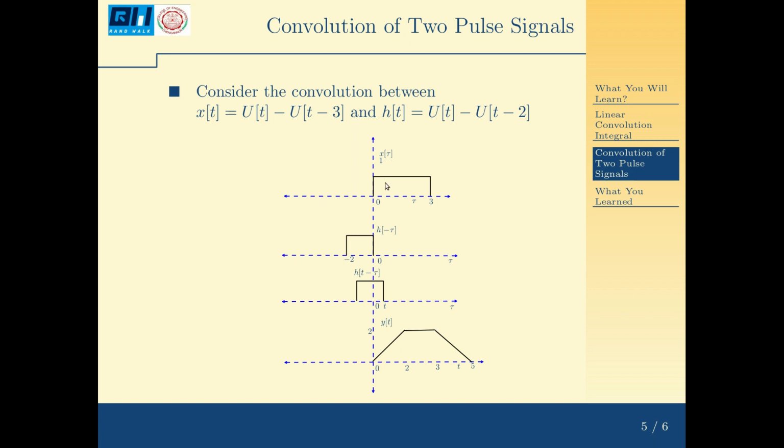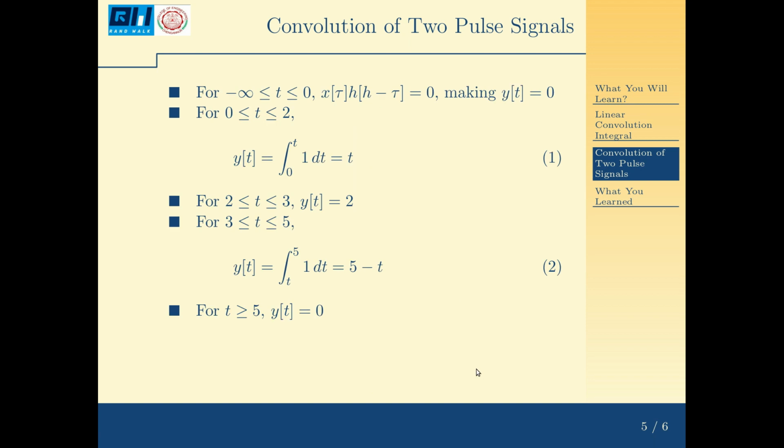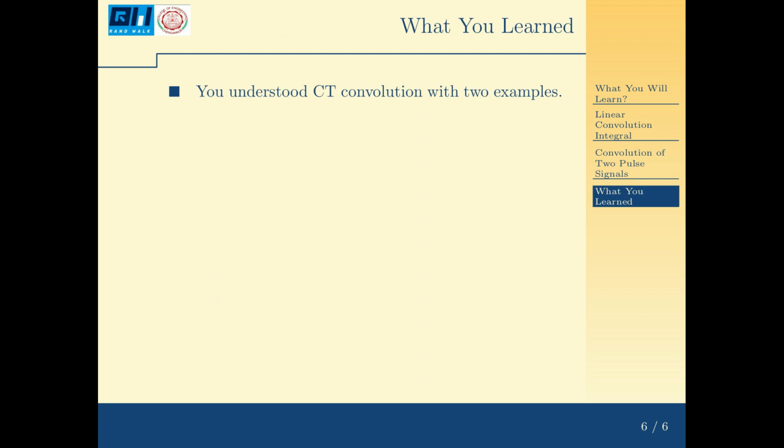Okay, if both these rectangles have equal width, say suppose both of these have a width of 3, then the output will be a triangular signal with width 6. So here you can see that this pulse has a width of 3, this has a width of 2, so this resulting convolution has a width of 5. So if this has a width of 3 and this has a width of 3, then the output will be a triangular pulse with width 6. So this is how this happens.